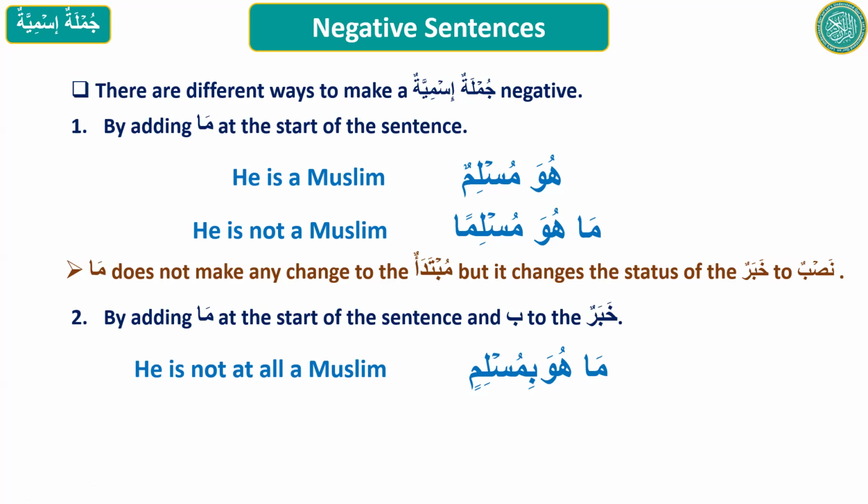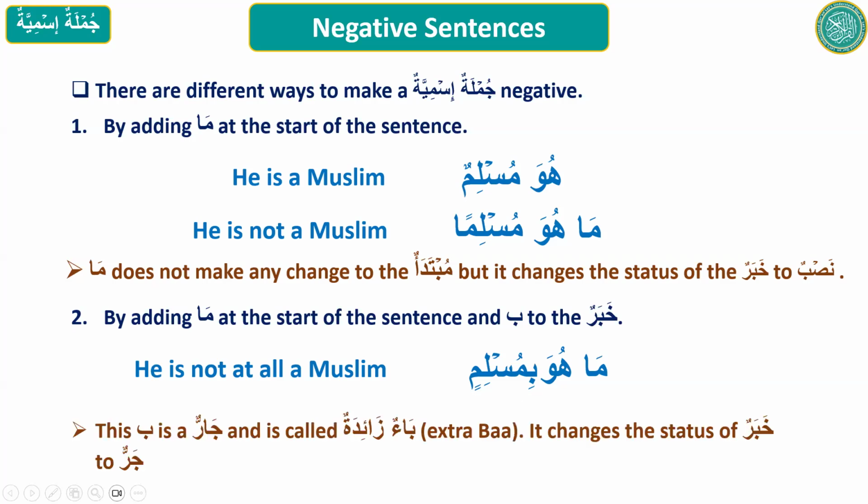So B, we will not translate B as with. You will not say he is with the Muslim. No, no, no. We will not translate be as with as we have done previously. This is just to tell that this is a stronger negation. This is a ma and be combination. When ma comes with be, then it's a stronger negation. That's it. We will not translate be as with. So he is not a Muslim at all.